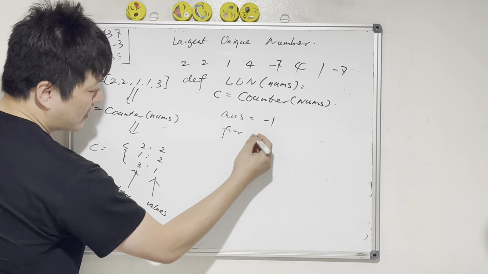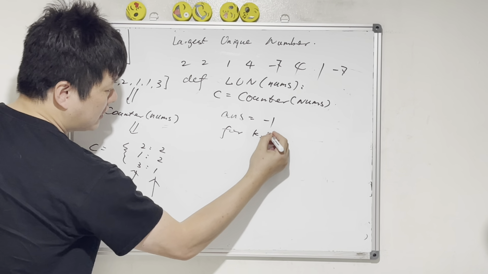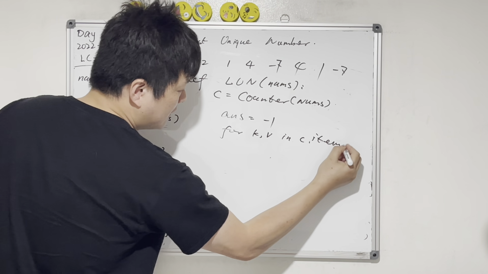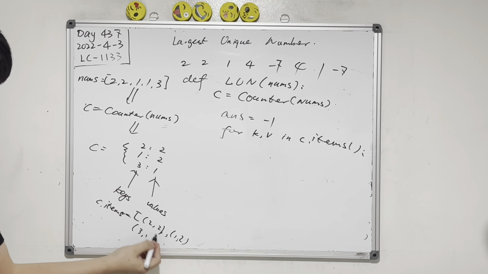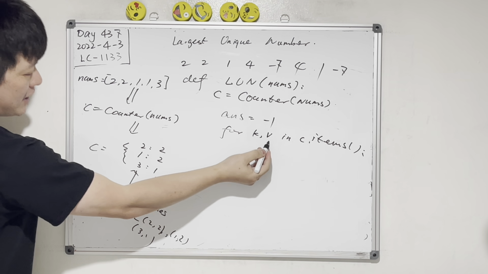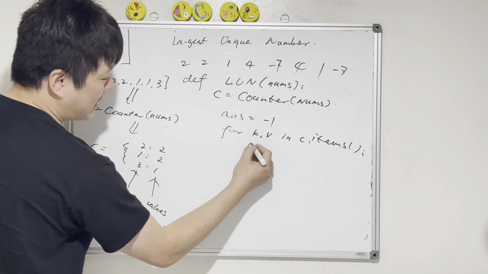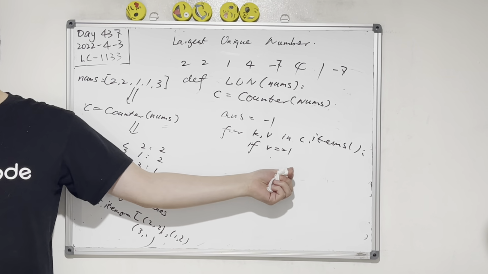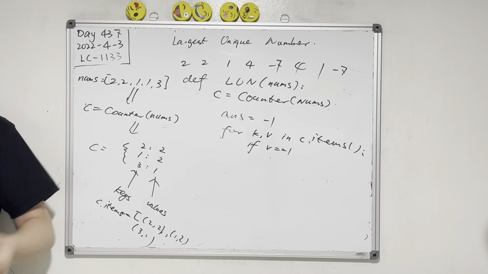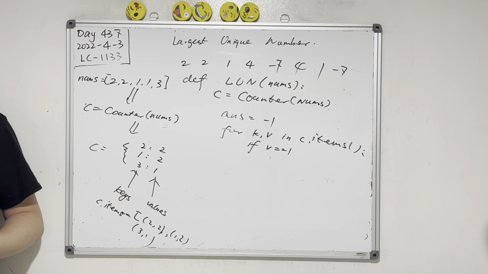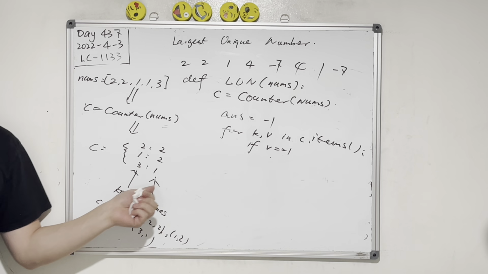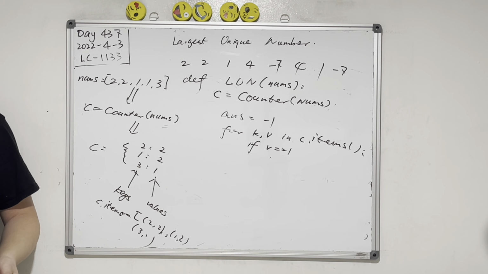For key, value in C dot items. So the key K is the number, V is how many times it appears. Now we can say if V equals 1, what does it mean? If the frequency appears only 1 time, what does it mean? Then it's a unique number.